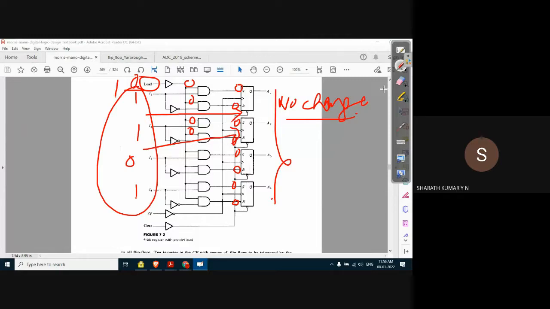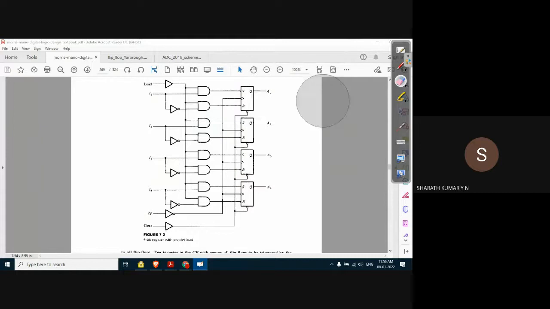So this is the application of what is known as a load input. That's why it is called a parallel load. Parallel load means all the 4 bits of data can be loaded at once with the help of an additional input called the load input with the input of 1. So this is what is called parallel input.